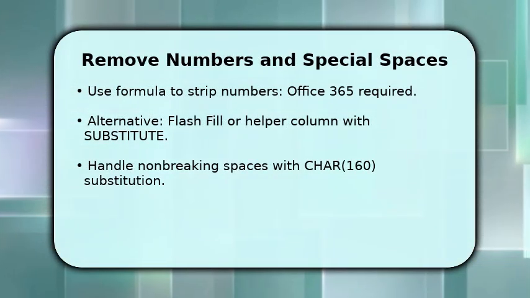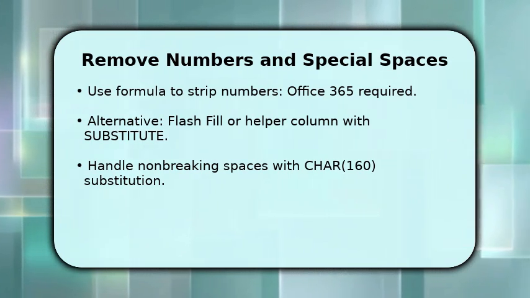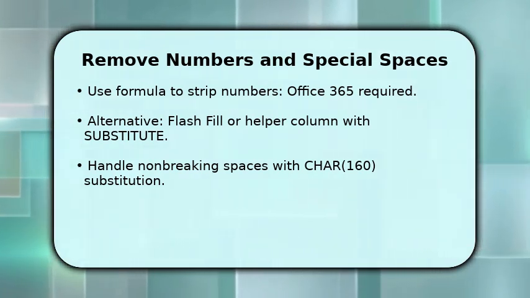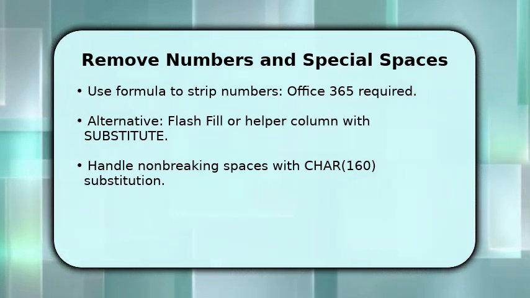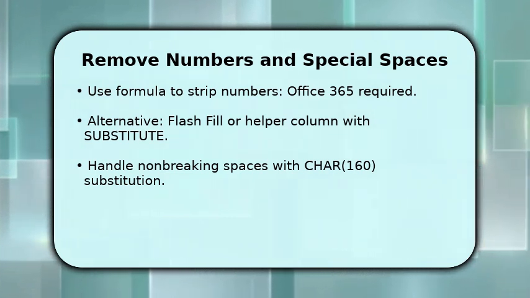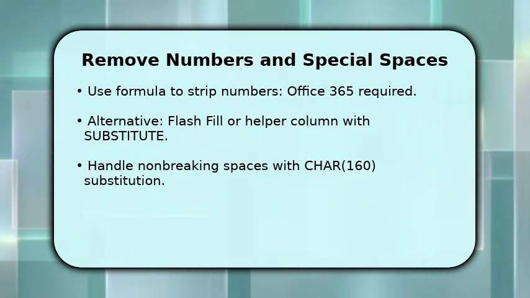If you want to remove digits as well, use an Office 365 formula. Equals TEXTJOIN, TRUE, FILTER(MID(A1, SEQUENCE(LEN(A1)), 1), NOT(ISNUMBER(MID(A1, SEQUENCE(LEN(A1)), 1)))). This keeps letters and symbols only. Once done, to catch non-breaking spaces, use equals SUBSTITUTE(A1, CHAR(160), ""), then run the space removal.